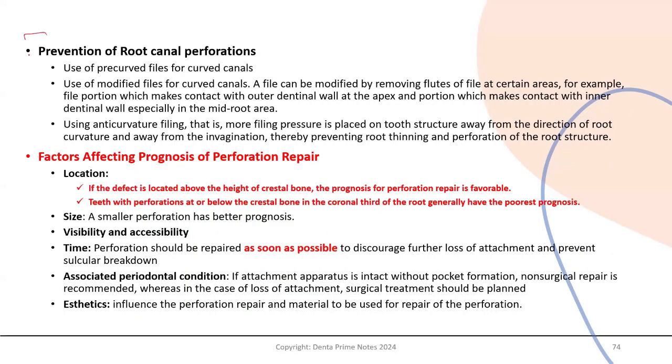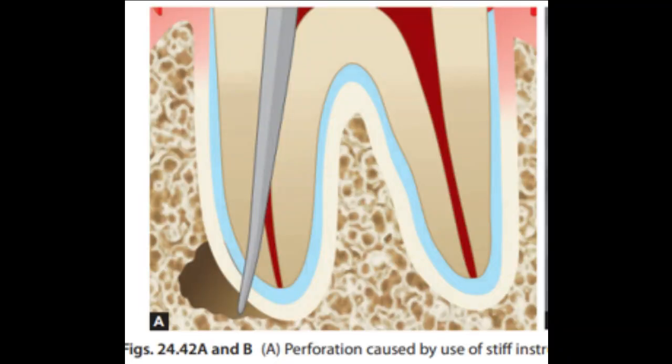Next comes its prevention. Again, pre-curved files should be used. Modified files: a file can be modified by removing flutes of the file at certain areas, for example, the file portion which makes contact with the outer dentinal wall at the apex, and the portion which makes contact with the inner dentinal wall, especially in the mid-root area. Use anti-curvature filing, that is, more filing pressure is placed on tooth structure away from the direction of root curvature and away from the invagination, thereby preventing root thinning and perforation of the root structure. Look at this here, perforation caused by use of a stiff instrument.